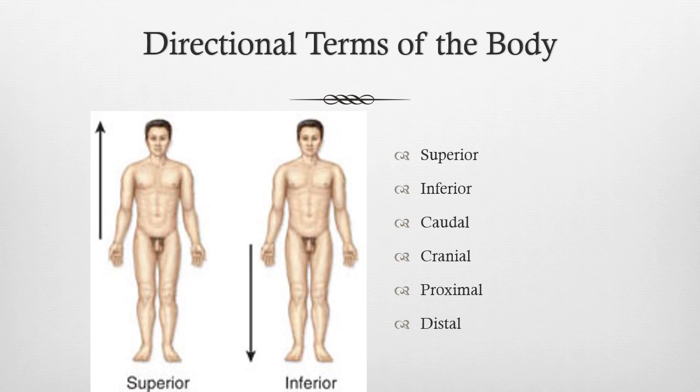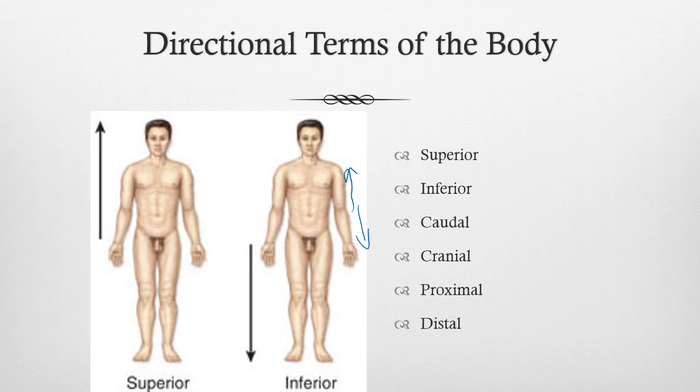From there we have proximal and distal. Proximal and distal are used to describe primarily the limbs, and so arms and legs. And so things that are more proximal are towards the core of the body, back towards the torso. Things that are more distal lie further away.